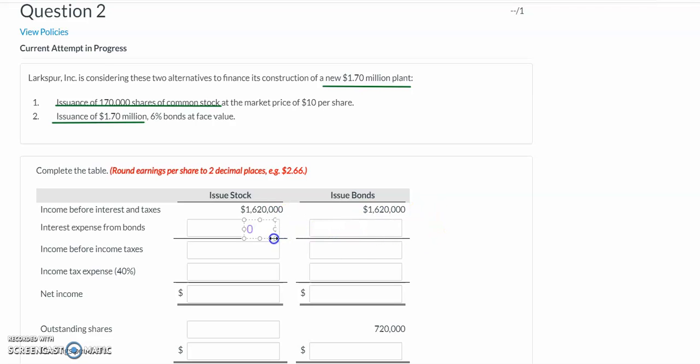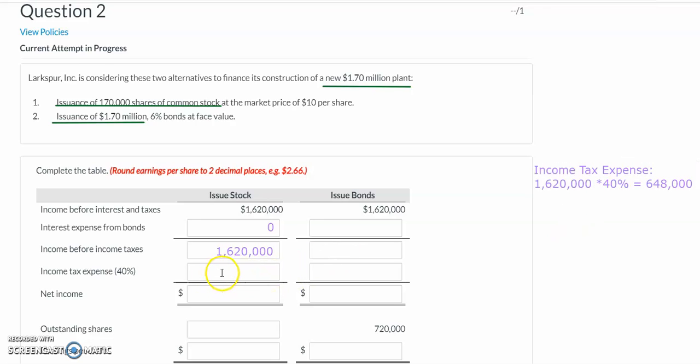And then our income before income taxes will just be the same number that we have before for our income before interest and taxes. So it's going to be 1.620, and I'm going to add in our 3 zeros at the end. Then we're going to compute our income tax expense by taking 1,620,000. So I'll make a little side note right here for this calculation. Income tax expense, we're going to be taking 1,620,000, that's our income before taxes, times the 40% tax rate. And this is going to equal 648,000 when you include this in your calculator.